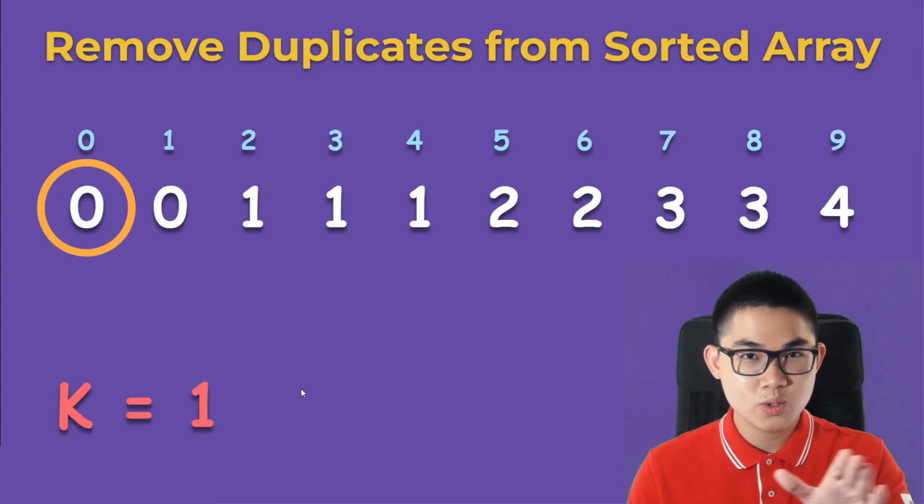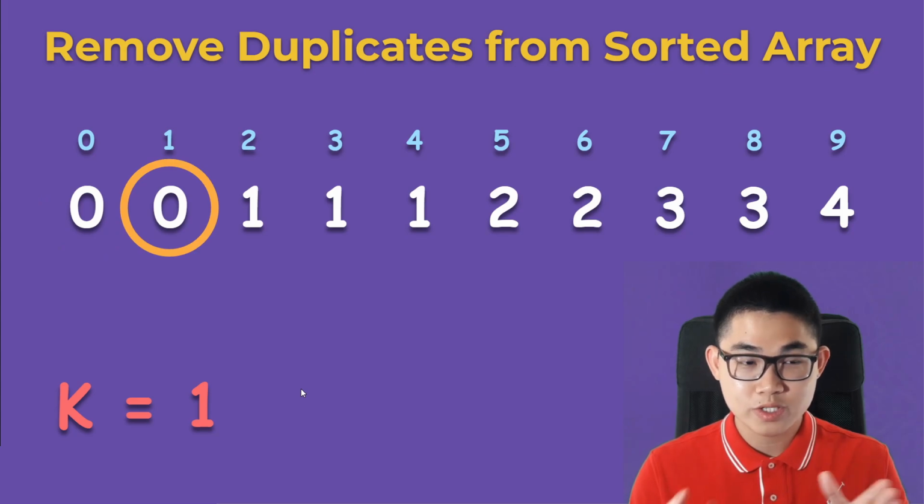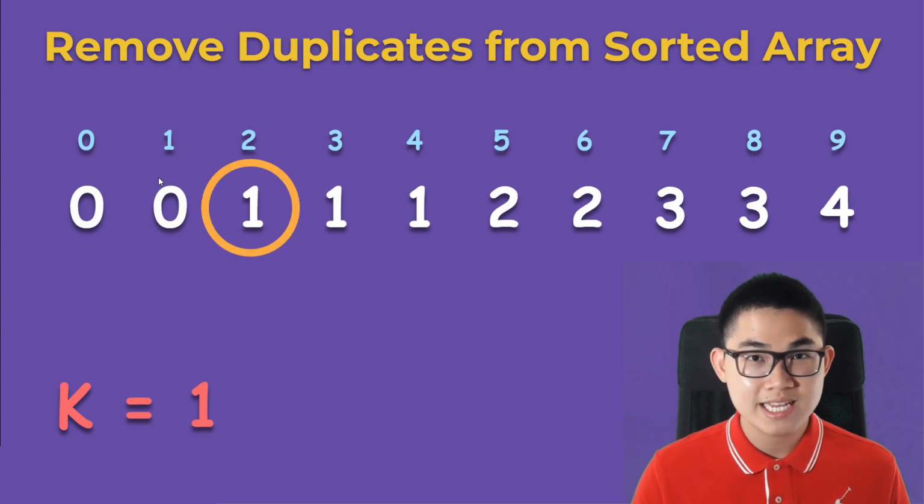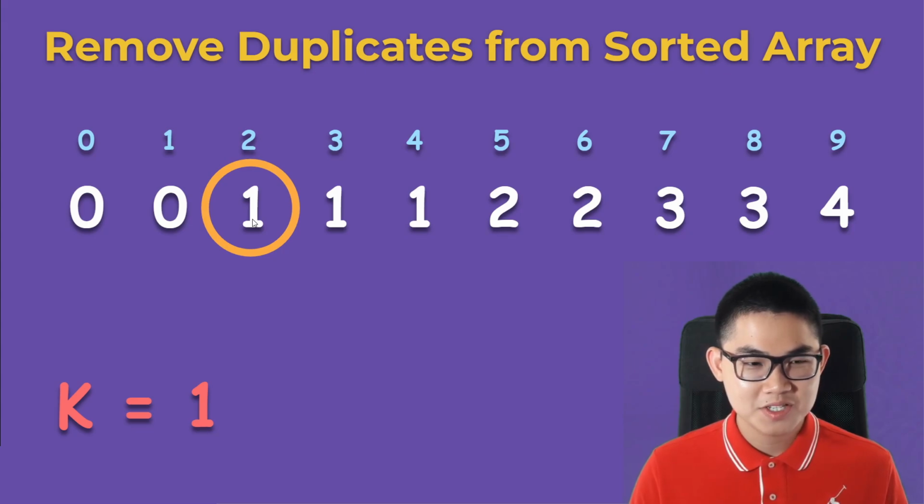We're going to go to the second element, so we will start here. Now, when we look to the left, is the number to the left the same as this number? Yes, it is, so we don't do anything here. We just move on to the next element and look to the left. Is 0 the same as 1? No, it is not. So this means we found another unique number, so we increment k to 2.